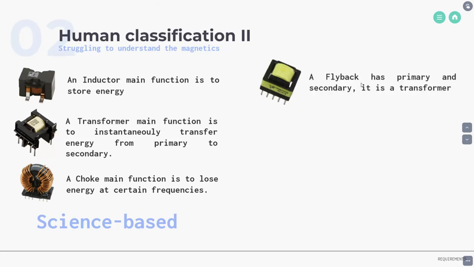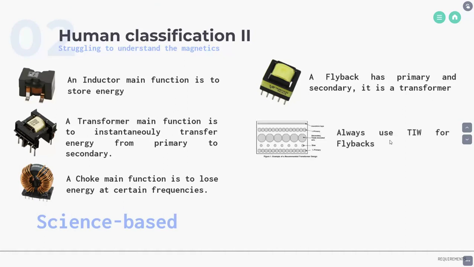We have heard a lot: a flyback has a primary and a secondary, so it's a transformer. We would say that, okay, we always have to use triple insulated wire for flybacks. Maybe not. Maybe we can use double insulated. Maybe use some other kind of insulation to comply with the standard. Or we say that we should always make the core loss and the copper loss equal, so they have the same weight, to have an optimal design.